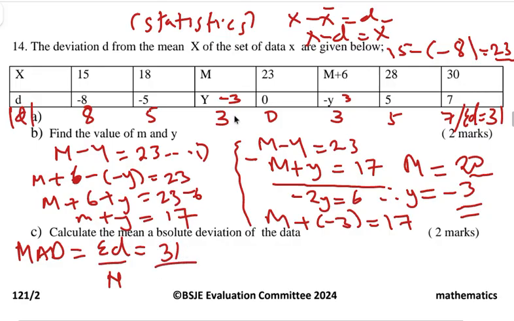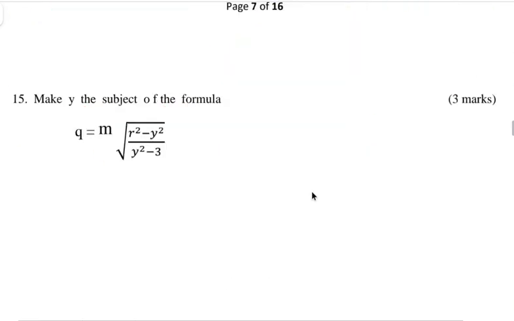Divide by the number of this, kuna namba ngapi? Kuna 1, 2, 3, 4, 5, 6, 7. Divide by 7. So answer yako yafaa ikupe 31 divide by 7 itakupa 4.4286, ama ukitaka waweza andika 4.29. So this is your answer. So tayari 4 marks.